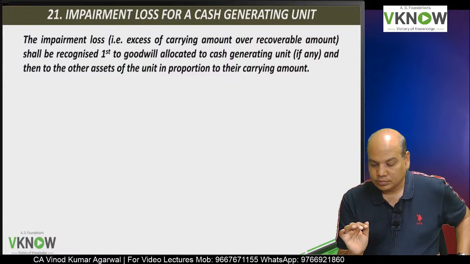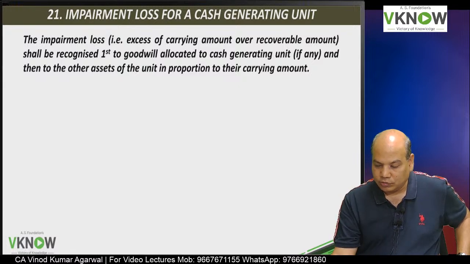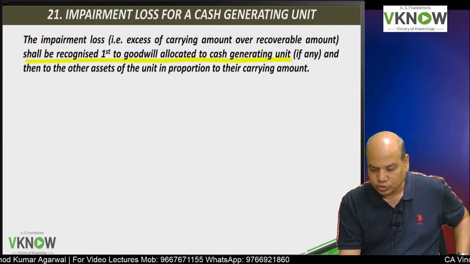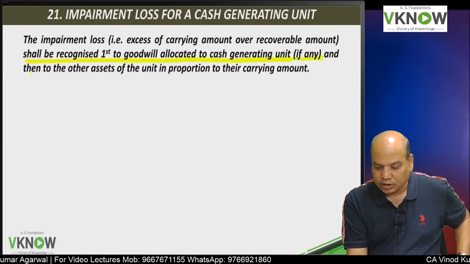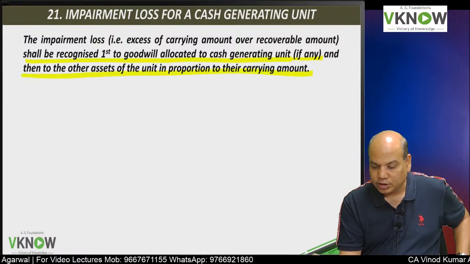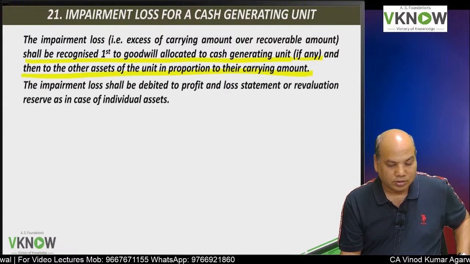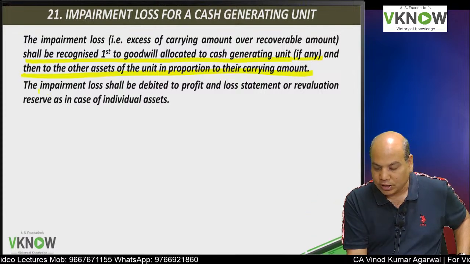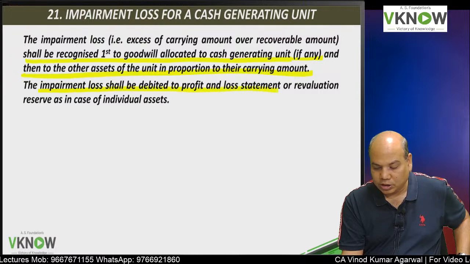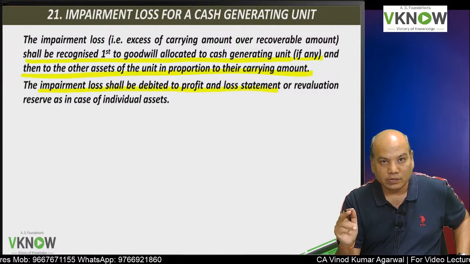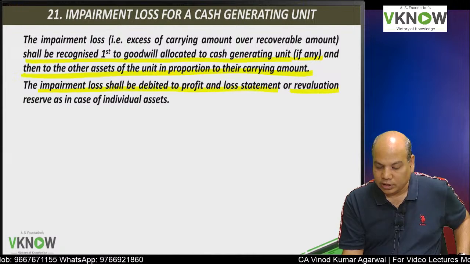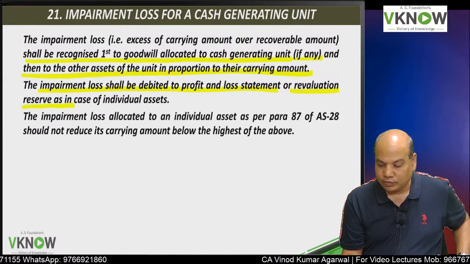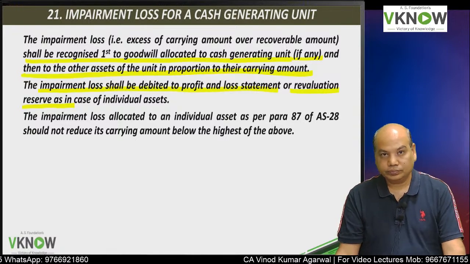Impairment loss, that is the excess of carrying amount over recoverable amount, will be first recognized towards goodwill if any, and then to the other assets of the unit in proportion to their carrying amount. Already explained. Second point, impairment loss will be debited to the P&L account if it is a non-revalued asset, or to revaluation reserve if it is a revalued asset, in case of an individual asset.